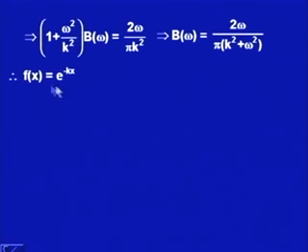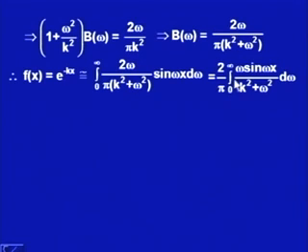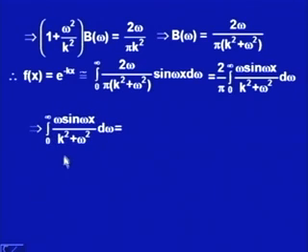Thus, what we are getting is f(x), which is the same as e to the power minus kx, can be represented as a Fourier sine integral 0 to infinity of 2 omega upon pi times (k square plus omega square) sin omega x d omega. And from here what we are getting is that the integral of omega sin omega x upon (k square plus omega square) d omega is equal to pi by 2 times e to the power minus kx, again for x positive and k positive. So, we have evaluated this integral with the help of the Fourier sine integral.